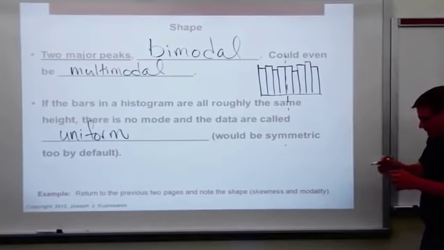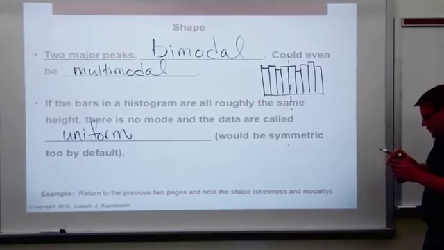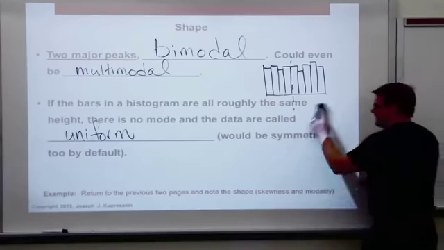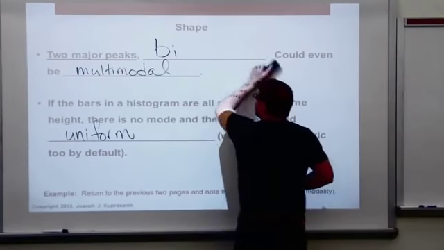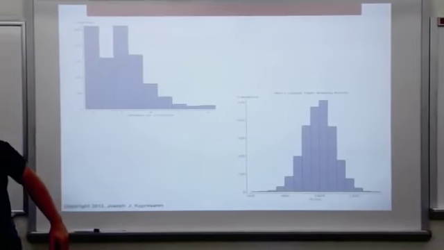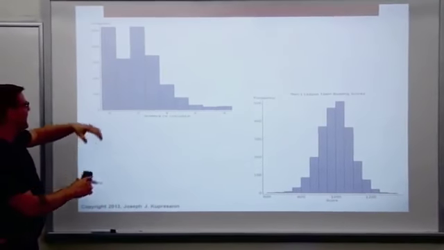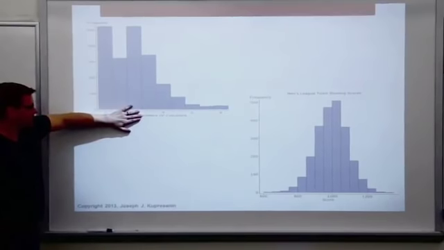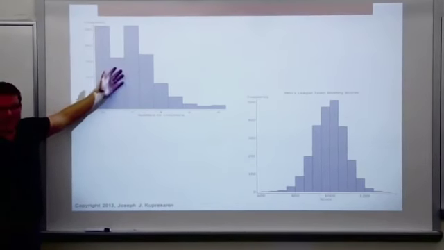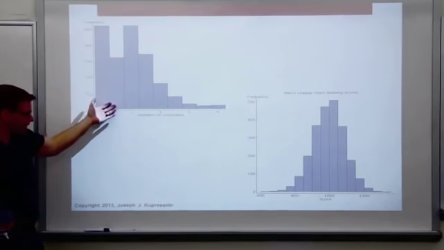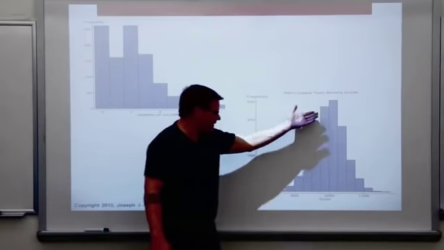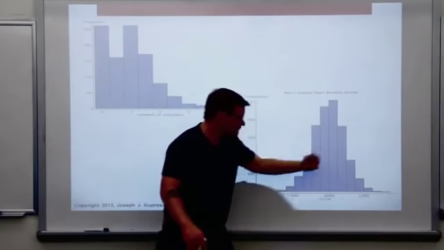Okay. At the bottom, I'm seeing a little note here. Return to the previous 2 pages and note the shape. Look at that skewness and modality. For all intents and purposes, we've done this, but let's get it back up again. For a number of children, this is skewed right, this is bimodal. We know, I'm not even going to write it down, because we know it, right? Bimodal and skewed right. For the bowling scores, this is what? Symmetric and unimodal. One major peak.